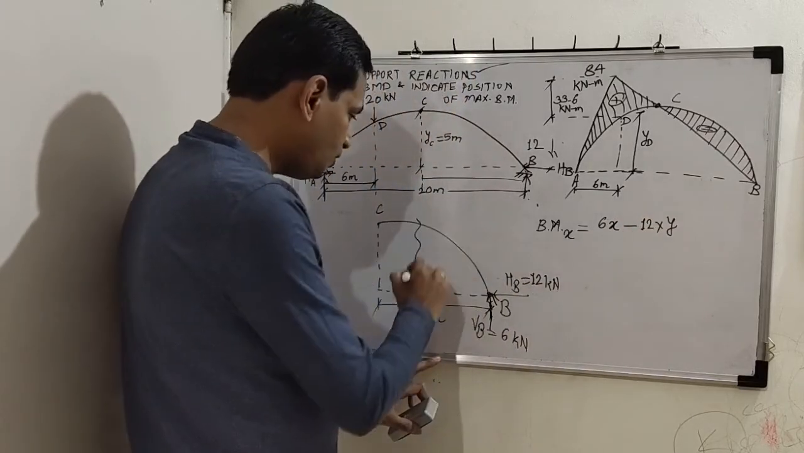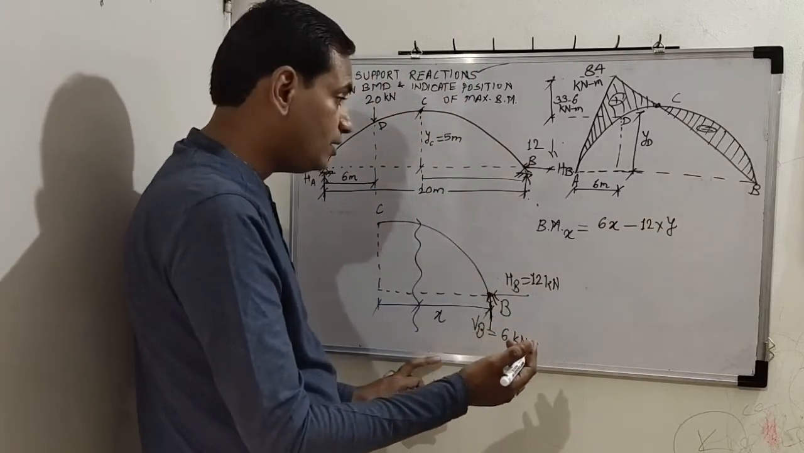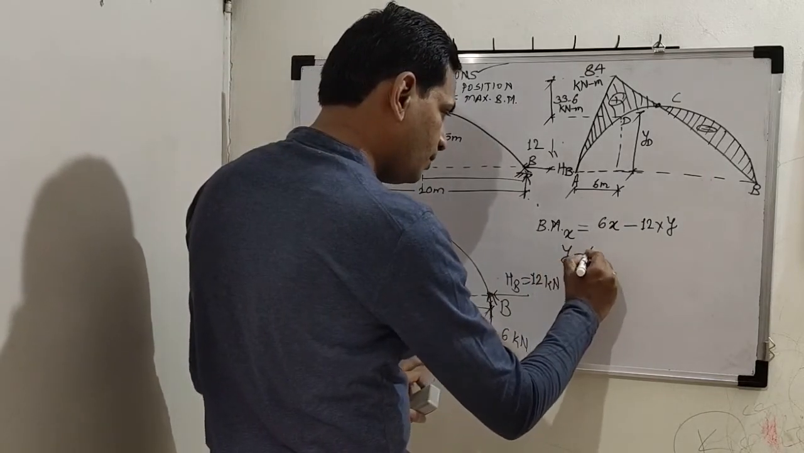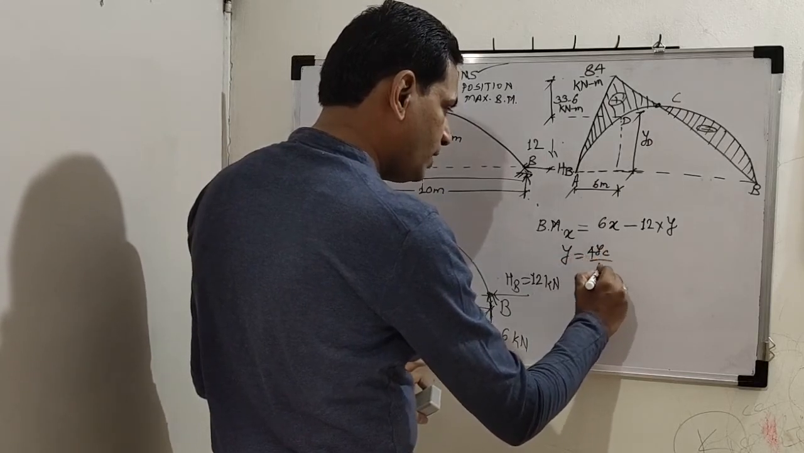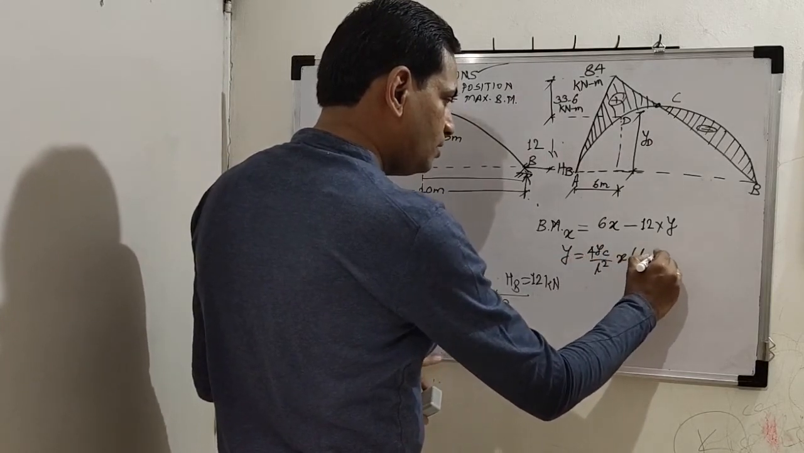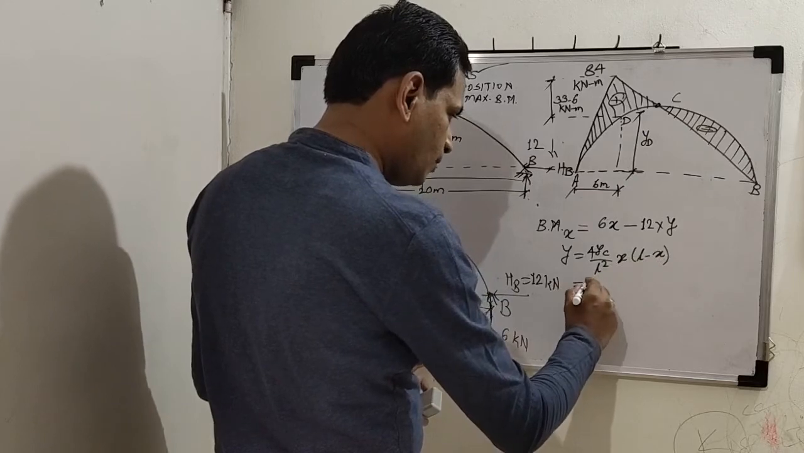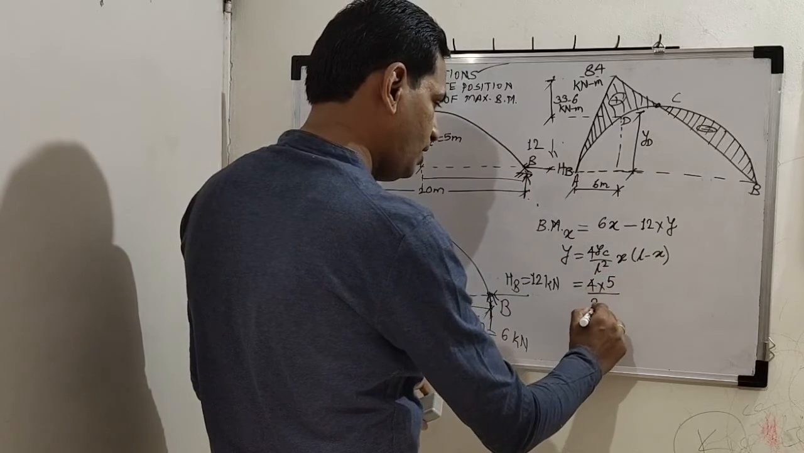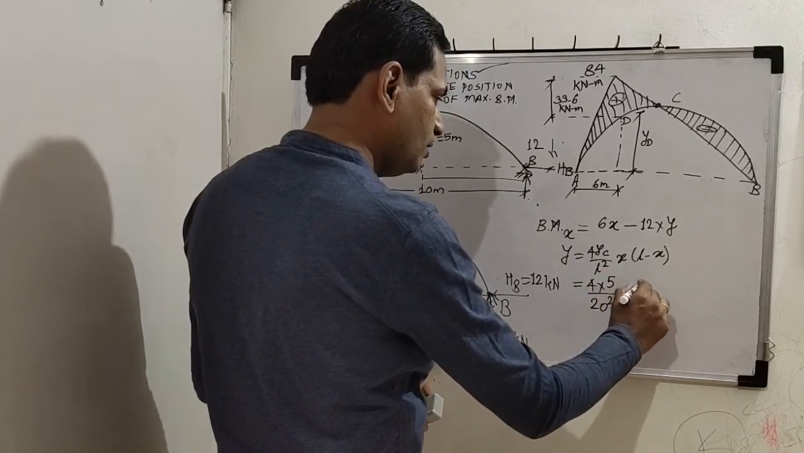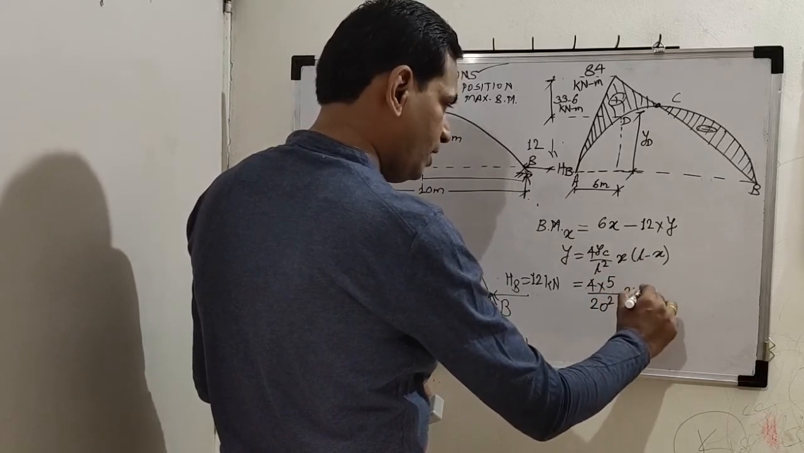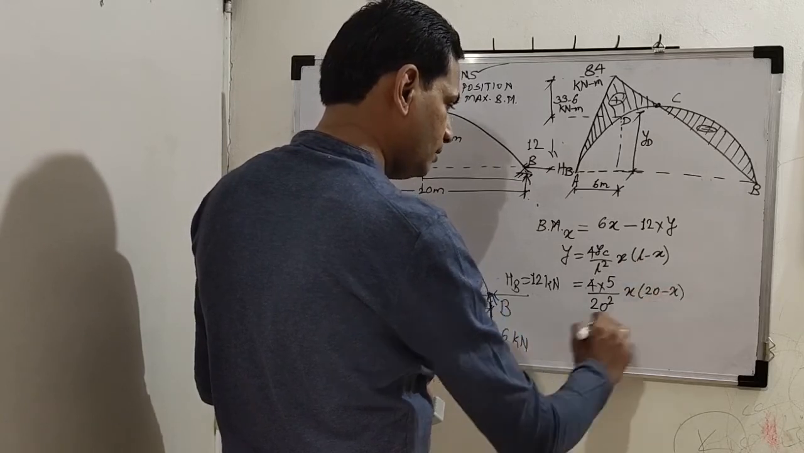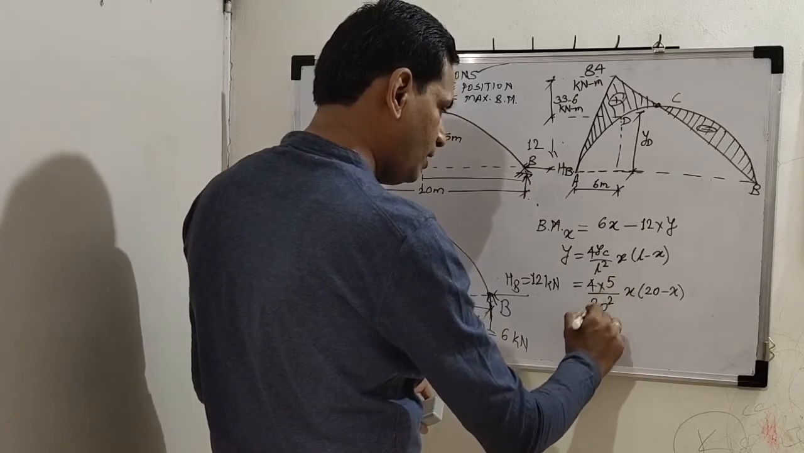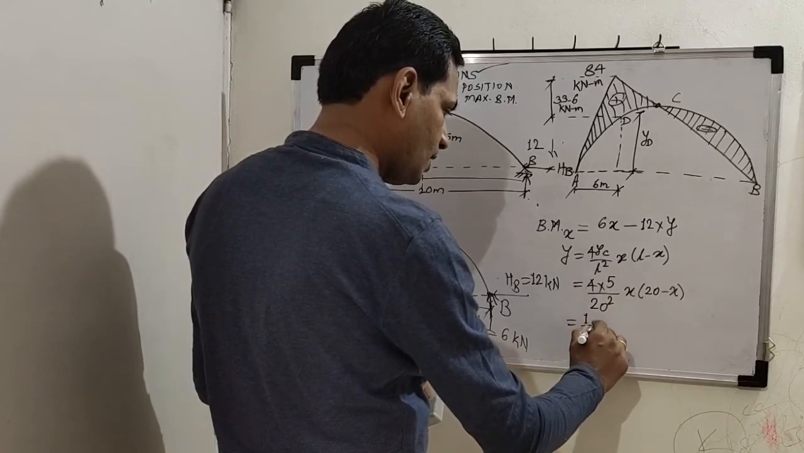We do not know how much this y ordinate is. Now we have to find it again using yesterday's derivation. So y is equal to 4 yc upon L square into x into L minus x. So how much is 4 times yc? yc is 5 upon 20 square into x into L, which is 20, minus x. So 4 into 5, 20. 20 upon 20 square is 1 upon 20 times.